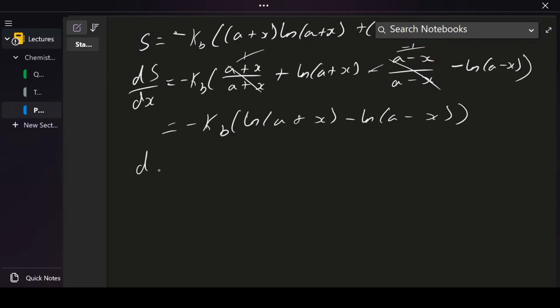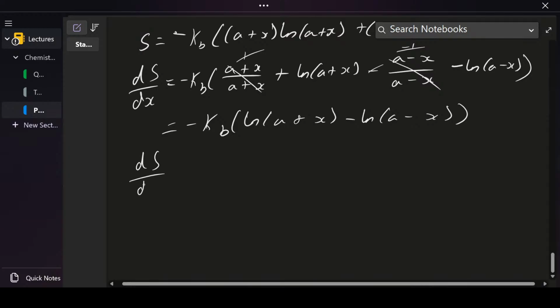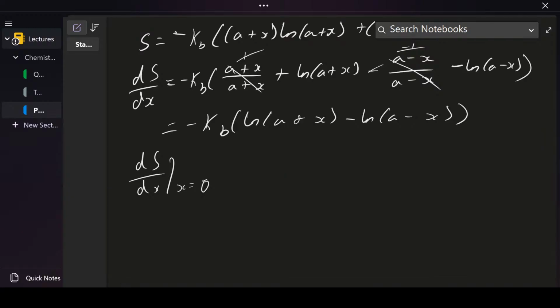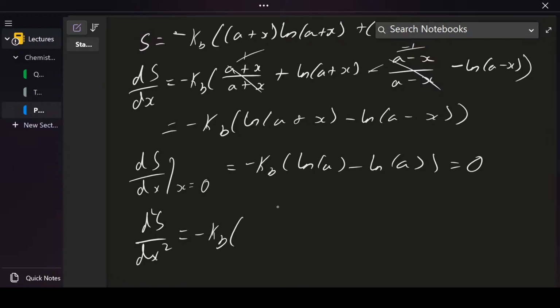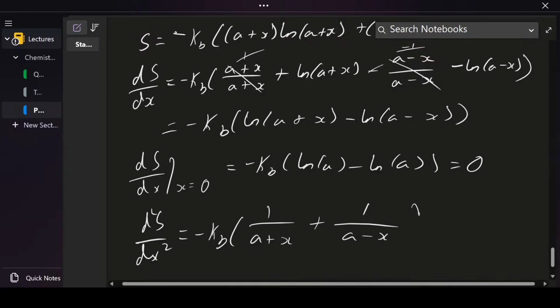So I'll also just show that at x equals 0, this is going to be equal to negative kB ln A minus ln A, so that's equal to 0. But looking at the second derivative, d2S over dx2, this is going to give you negative kB, and then that's 1 over (A plus x) minus negative 1 over (A minus x). So these are going to cancel out. So plus.